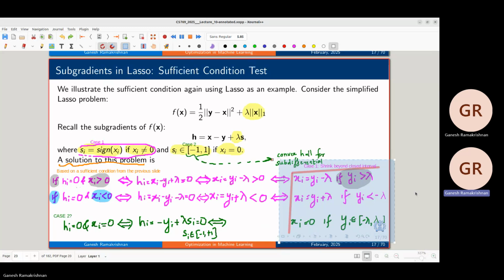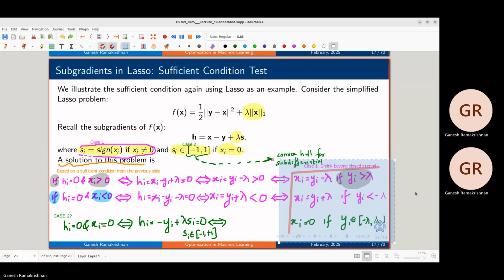It's so nice, right? I had to control the xi one norm using lambda. This says if yi is greater than lambda, then shrink yi by lambda and assign it to xi.